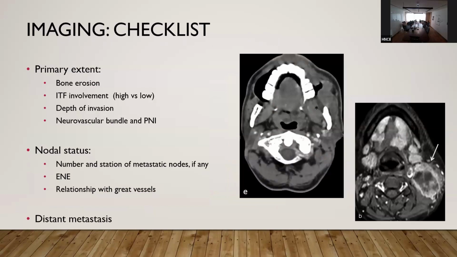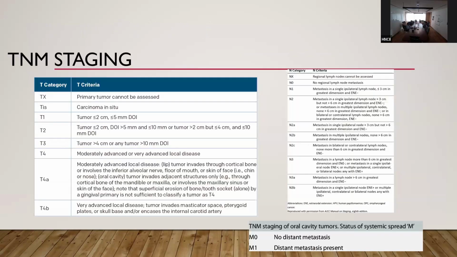Then the imaging checklist. Further lecture on this would be taken by Aditi. So in short, we have to look for the primary extent of the tumor, where it is reaching, bone involvement, ITF involvement, the depth of invasion, and neurovascular bundle involvement. Nodes, nodal status, any metastatic nodes, ENE, relationship with great vessels, and distant metastasis.